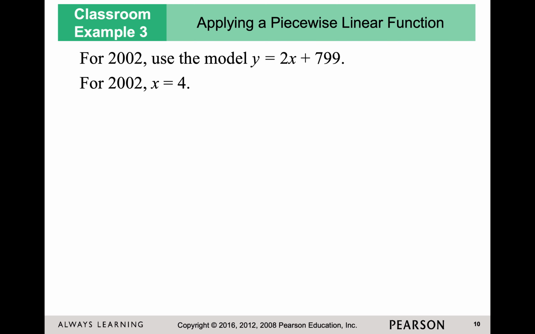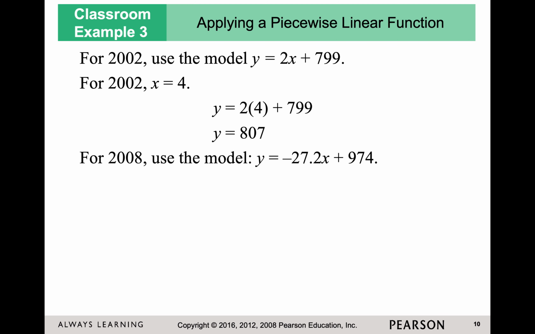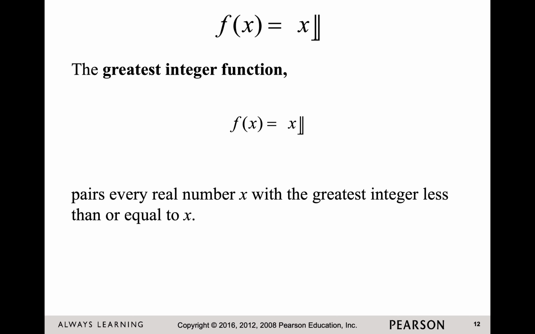So if I want to do 2002, the model is y equals 2x plus 799, so x would be 4 in 2002. Because I started in 1998, I'm ending in 2002. So my y value is 807. For 2008, we have to use the other model it tells us to use, and that would be 10 years from 1998, so I'm plugging in 10. Then I have the y value of 702. So what this is just telling you is to use two different equations depending on the actual year that it occurred in. Step functions are unique.